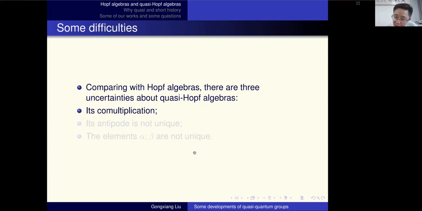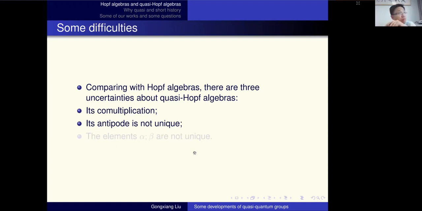If you fix the co-multiplication, then you can find the antipode is still not unique. We have many antipodes, even if you fix the co-multiplication. Of course, you can find the antipodes form an orbit, up to a group action. This group is very large. So the antipode is not unique. This also causes many difficulties.